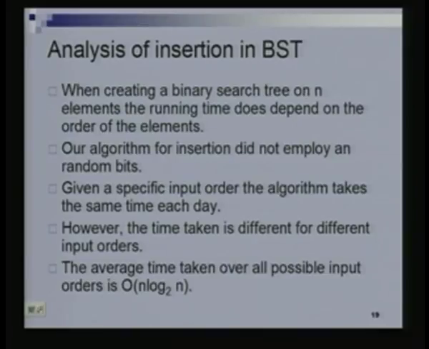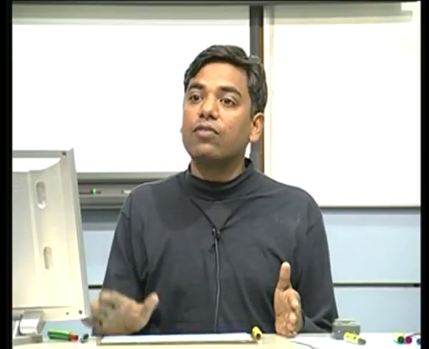It was a very specific algorithm. There were no random choices being made. It would take the same amount of time no matter when you run it. But if I took a different input sequence, it would take a different amount of time, and if I took a third input sequence, it would take a third different amount of time, and so on and on. There what we were doing was, we said let's take the average over all input sequences, over all possible n factorial different permutations. We took the average over all of them and then we got n log n.